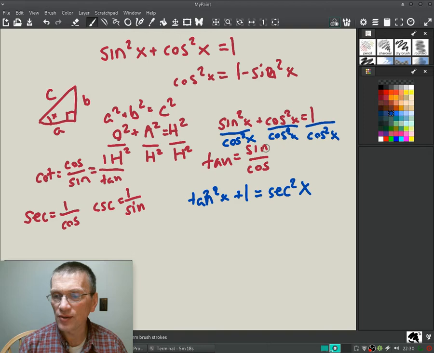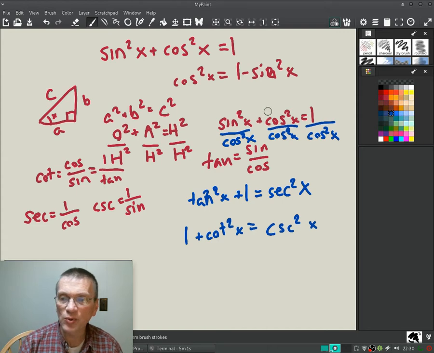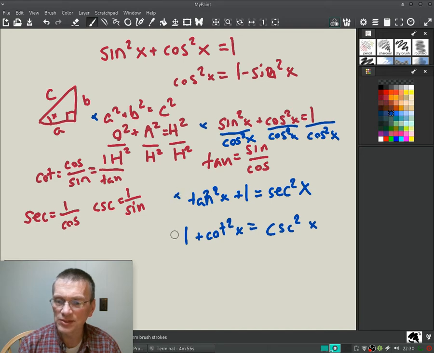Similarly, we could divide the whole thing by sine squared, and then we get 1 plus cotangent squared x equals 1 over sine squared, cosecant squared x. So this is the same equation, and you can see it's the same equation here, just in different forms. So the different forms will be useful to us at different times.